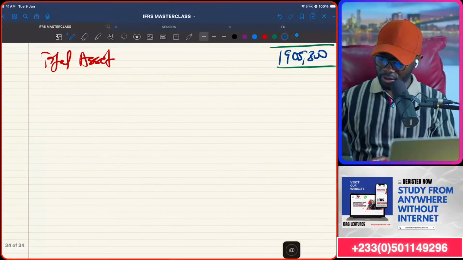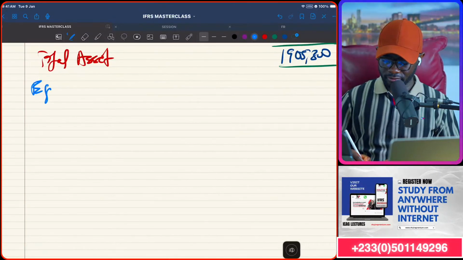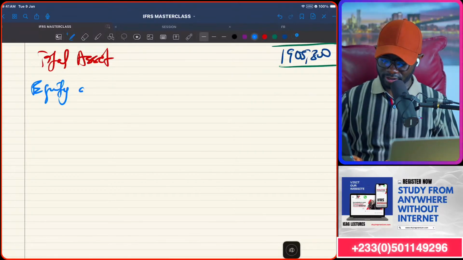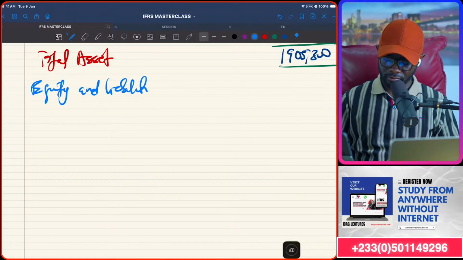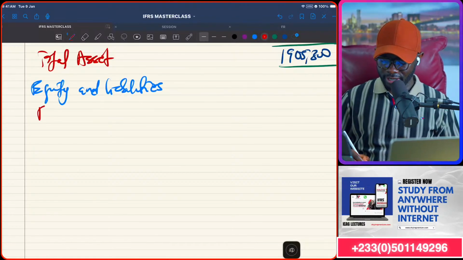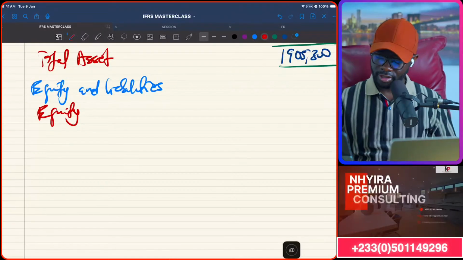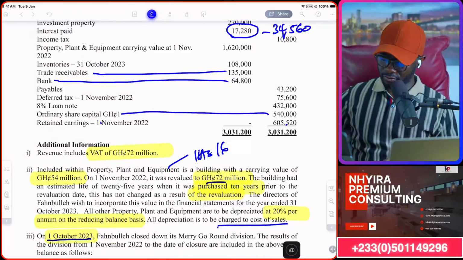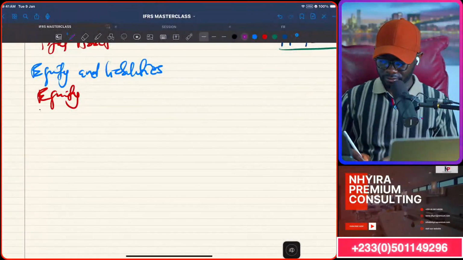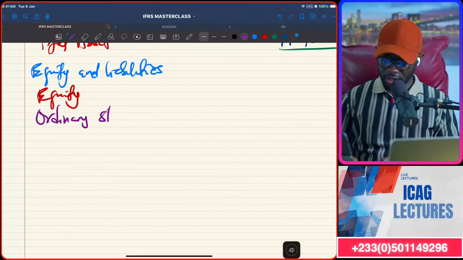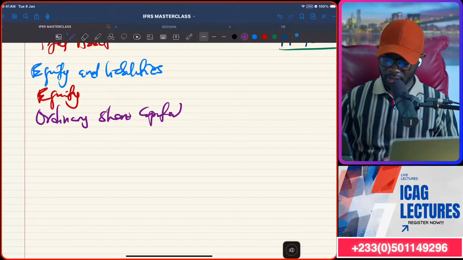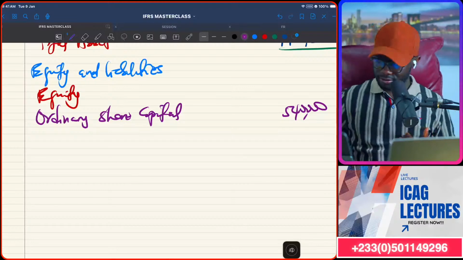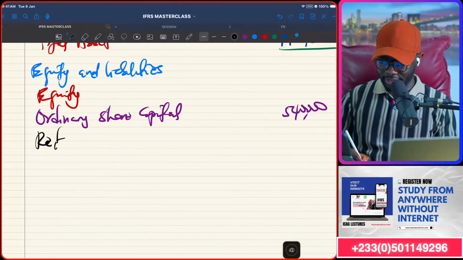Then we go to equity and liabilities. So under equity, what do we have? Ordinary share capital, 540,000. Then we bring in the retained earnings.